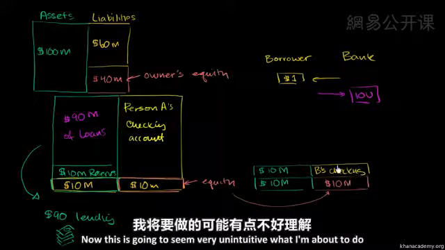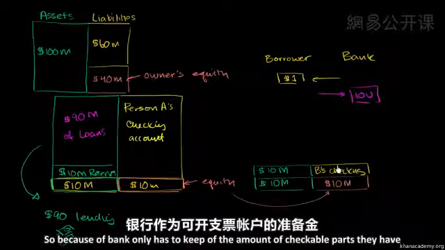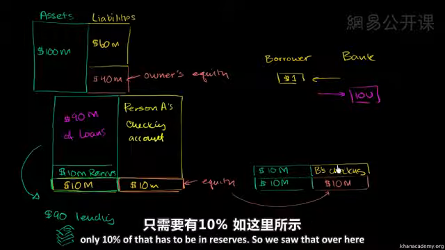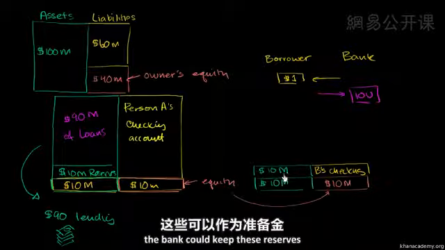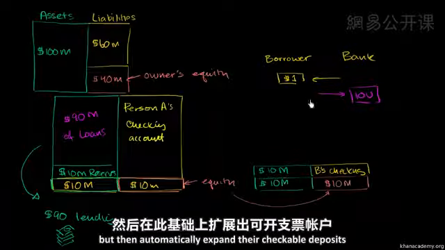Now, what I'm about to do is going to seem very unintuitive. Because a bank only has to keep, of the amount of checkable deposits they have, only 10% of that in reserves, and we saw that over here, instead of just being able to lend this money over here, the bank could keep these reserves, but then automatically expand their checkable deposits.